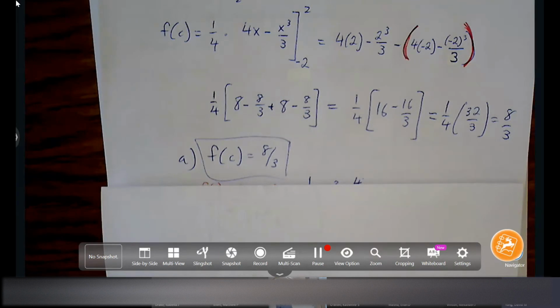So I go back to my function, put 8/3 in for the y value. And so 8/3 equals 4 minus x squared. We don't want to use the antiderivative, okay? We want to go back to the original function. And we just want to find the ordered pair on that original function.